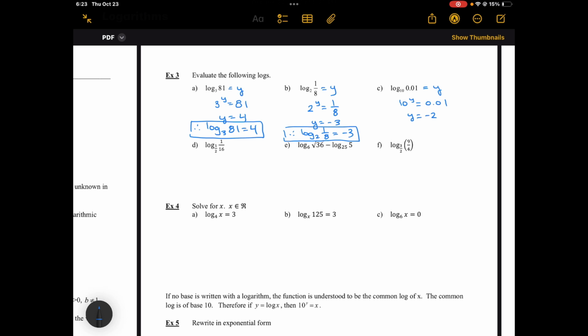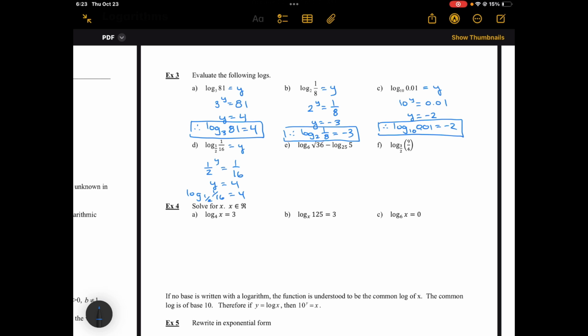And then I can use guess and check to find the value for y. And then I know what my log expression is equal to. Here I've got fractional exponents and a fractional base. I'm going to set it equal to y, change it into exponential form, and then solve for my exponent, which gives me the value of the log.